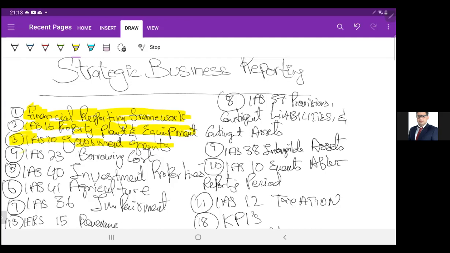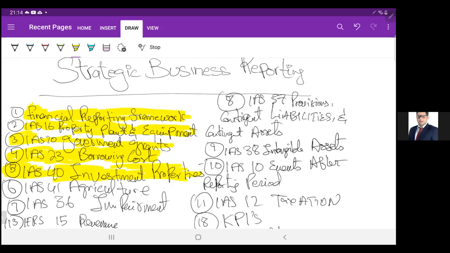Then we will have borrowing costs. Now, what is borrowing cost? The loan which we take to prepare some sort of asset. So borrowing cost can be capitalized if it meets certain criteria. We will look at that in more detail. Then we have IAS 40 Investment Properties. There are two types of investment properties, one which we use for rental purposes and one which we use for capital appreciation purposes, right? And we have two models, the cost model and the fair value model. We will look at that in complete detail.